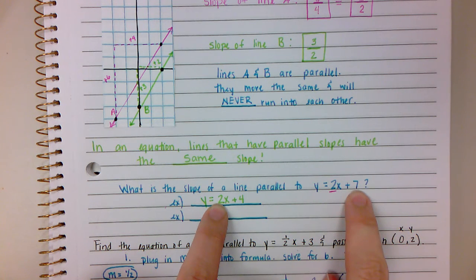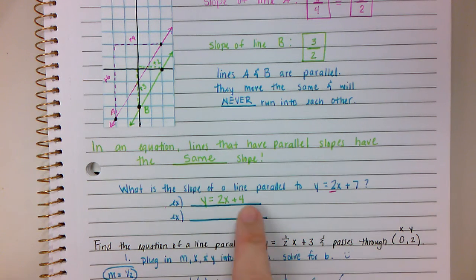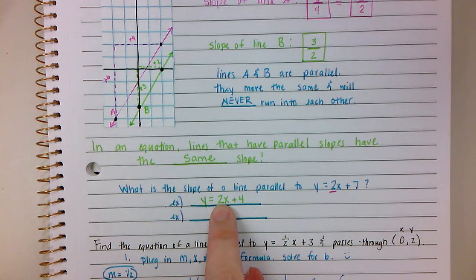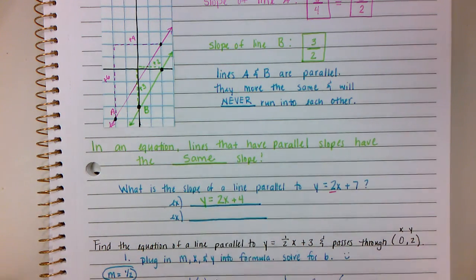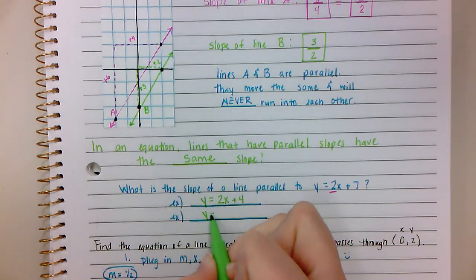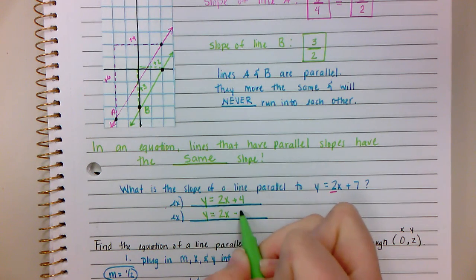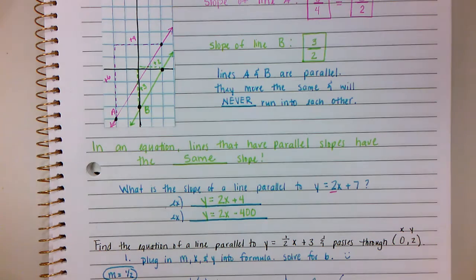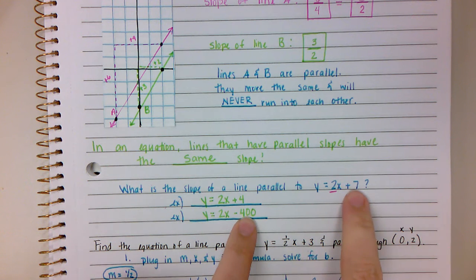This one starts at 7 but has a slope of 2. This one starts at 4 but has a slope of 2. As long as that matches, everything else can be different. What about y equals 2x minus 400? Still parallel. This is the starting point, so this line's going to start at negative 400.